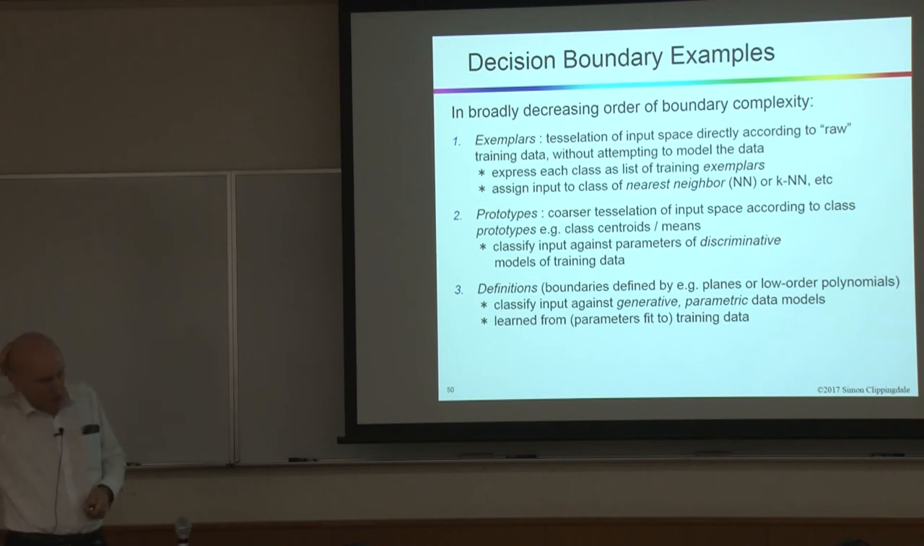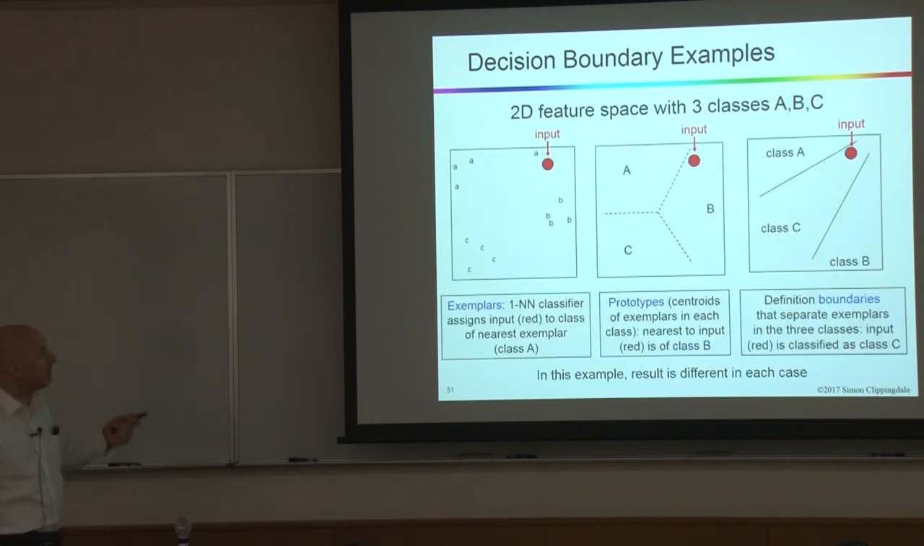So there are a number of ways of approaching this problem. Here are some training data, these small A's and B's and C's in a two-dimensional feature space. The simplest way of classifying this novel input is to assign it to the class which has the nearest training example. In this case, the nearest training example is this A here, so we'll assign this input vector to class A. These training samples are known as exemplars in that case.